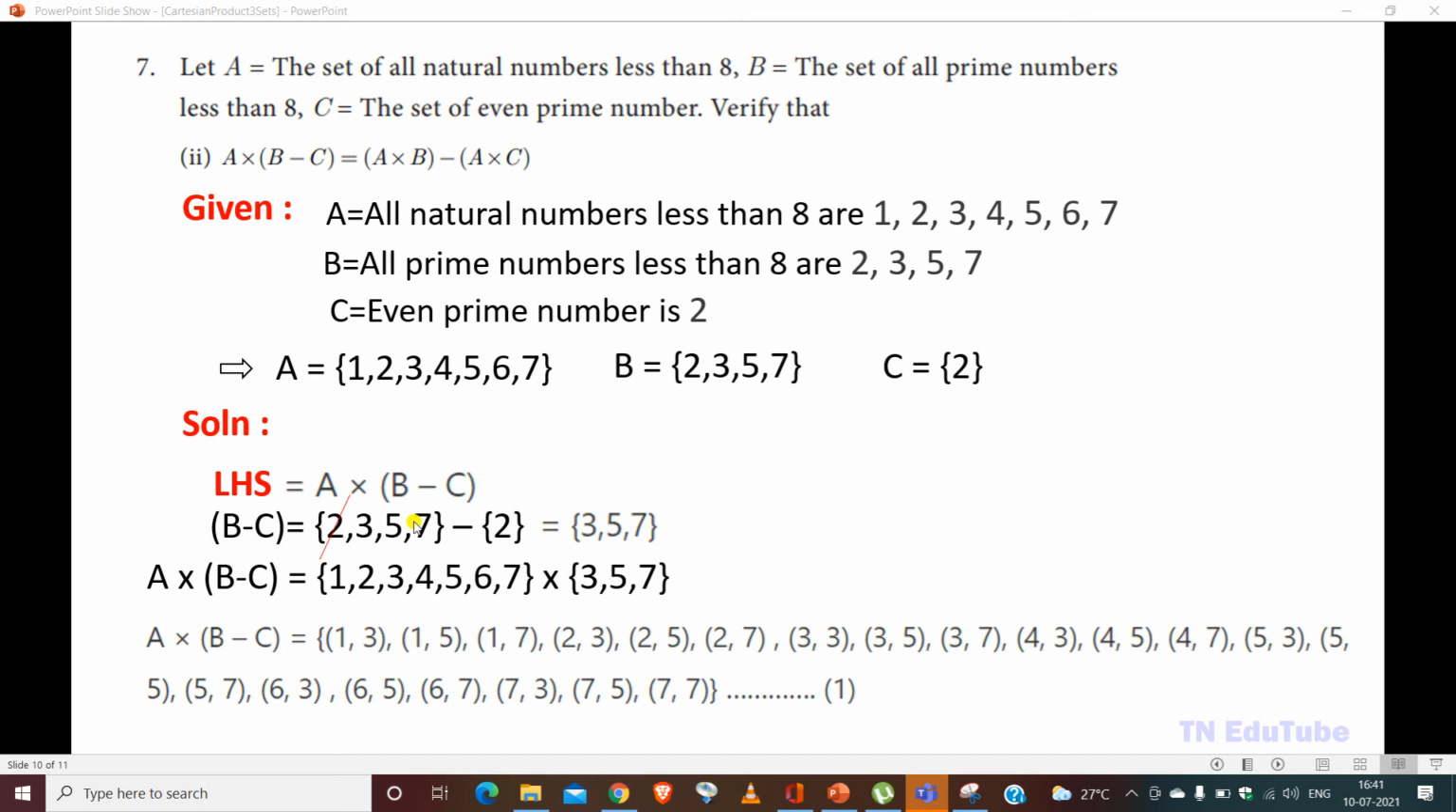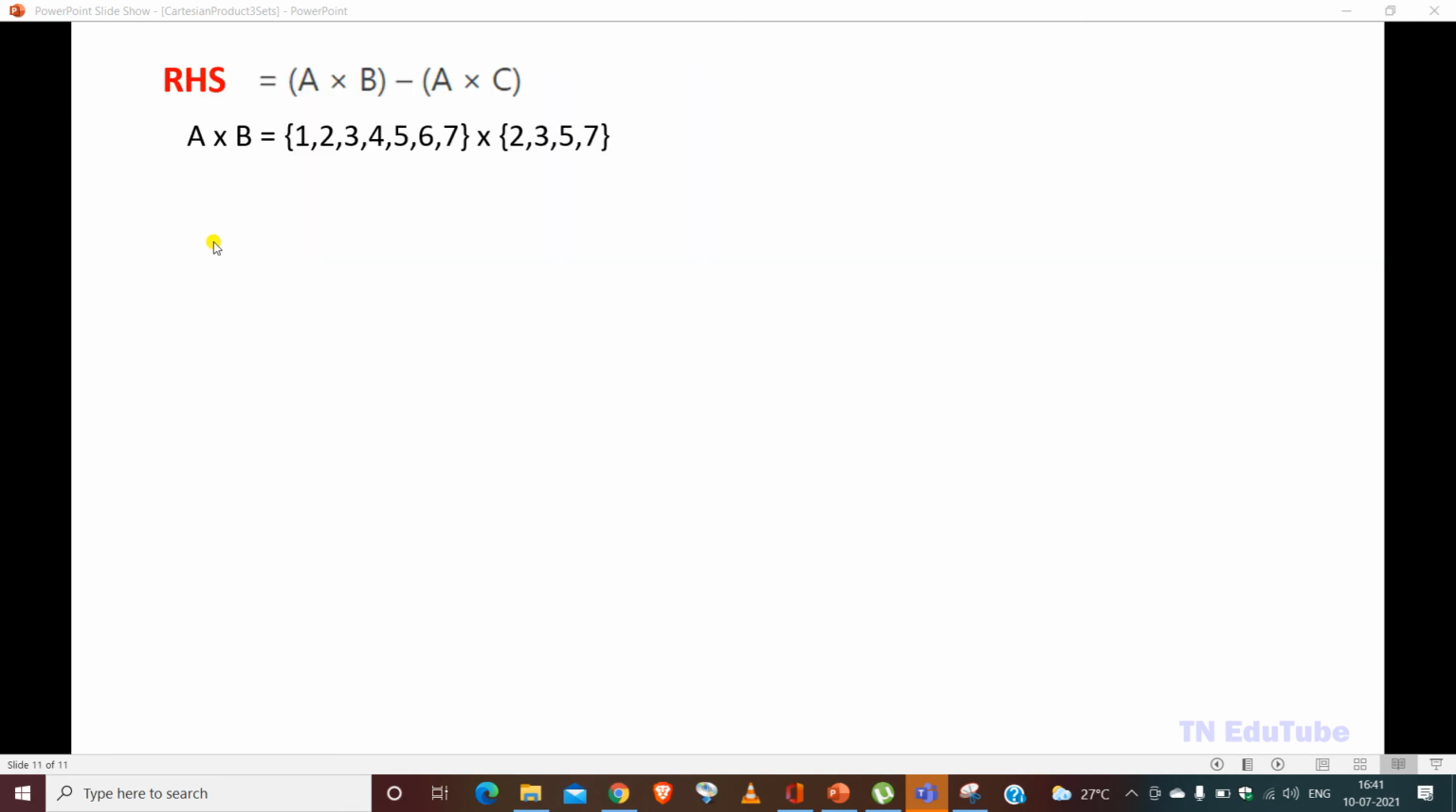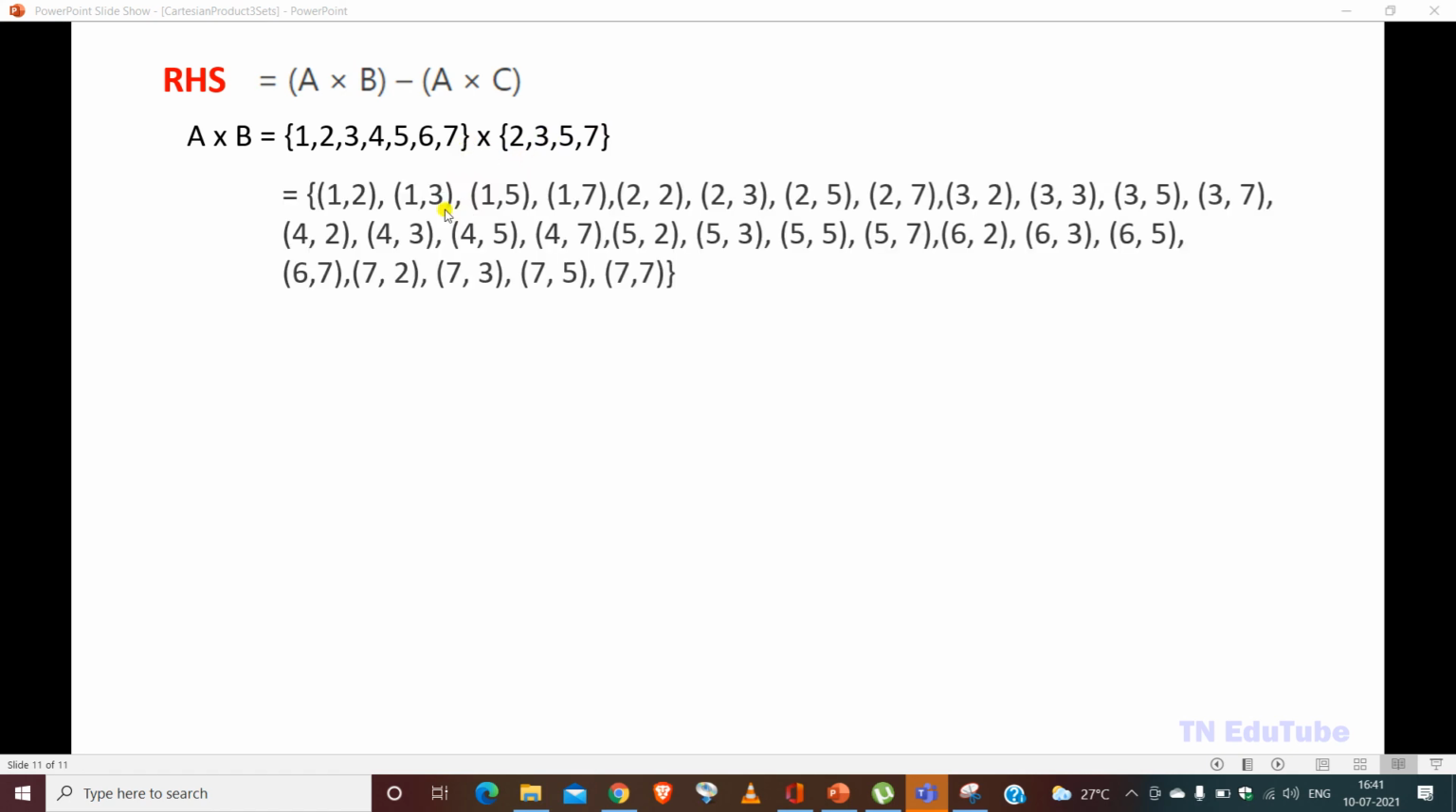Then for the right hand side, A cross B and A cross C you have to find, then find the difference. Let's find A cross B. So for A cross B, you write the A set and B set. When you take the cross product of these two sets, the first coordinate belongs to A and the second coordinate belongs to B. So such a long set like this: (1,2), (1,3), (1,5), (1,7), etc., like (7,2), (7,3), (7,5), (7,7). One big set you get like this, isn't it?